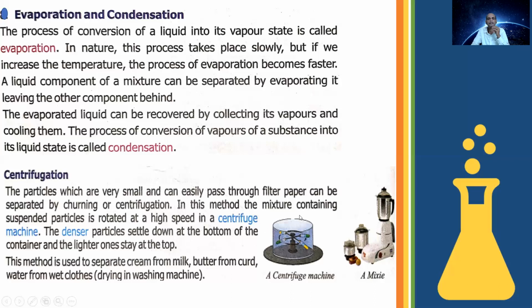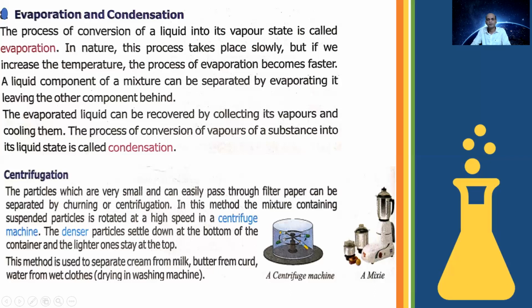In this method, the mixture containing suspended particles is rotated at high speed in a machine known as the centrifuge machine. The denser particles settle down at the bottom of the container and the lighter particles come up. Sometimes Mom uses a mixer grinder. There, the denser particles go down and the lighter particles come up in the form of foam. The foam comes up, right? The process is used to make cream from milk, or butter from curd, right?